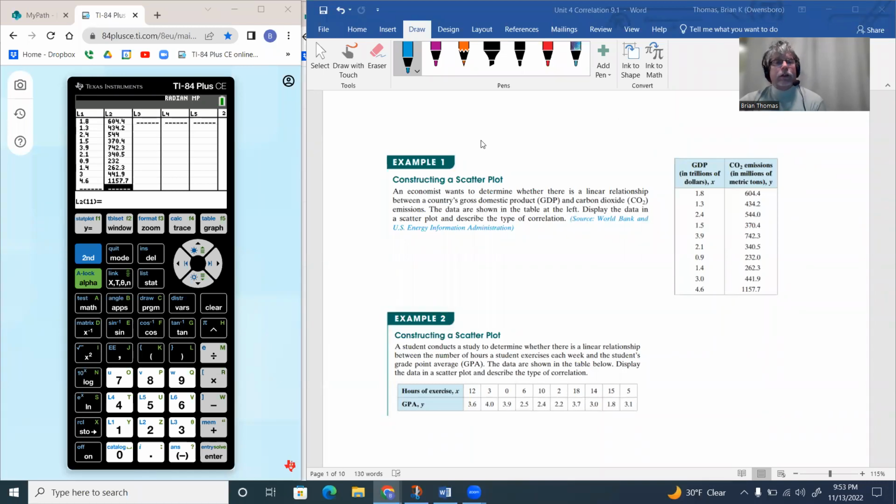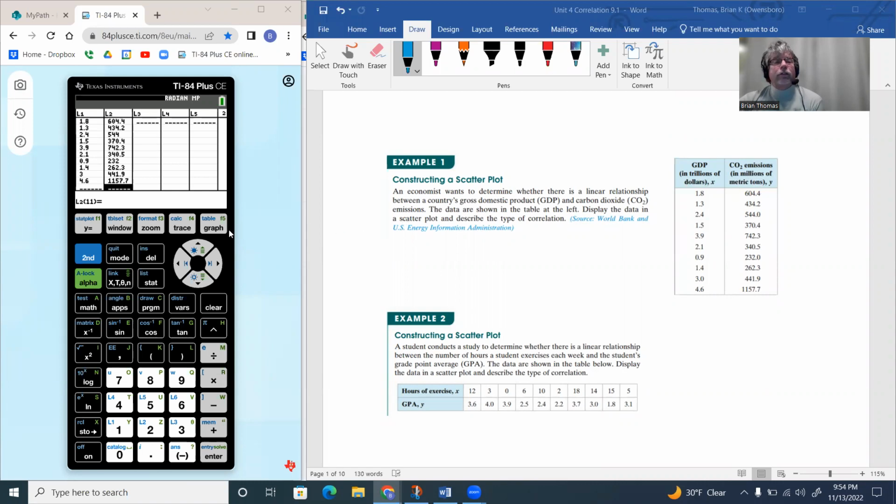So I've got my data entered into the calculator. This is where you have to kind of be patient. Notice how the X's is the gross domestic product in trillions of dollars. That's your independent variable. And then the CO2 emissions in millions of metric tons is going to be your Y variable. So we have this data.